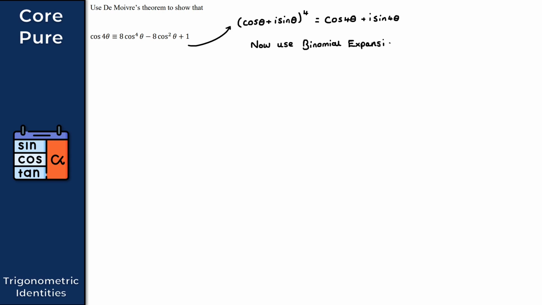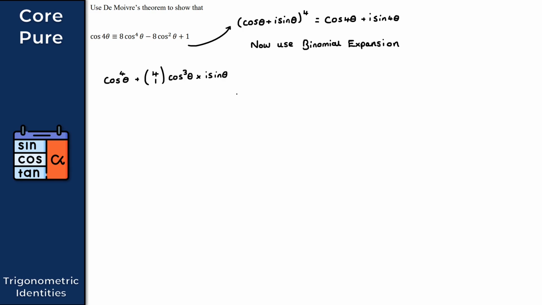So we're going to use the binomial expansion here, and I'm hoping the binomial expansion by this point is pretty straightforward. So what I'm going to get here is cos theta raised to the power of 4. We then get 4 choose 1. So 4 choose 1. We then times this by cos cube theta. So cos cube theta. And then we times this here by i sine theta.